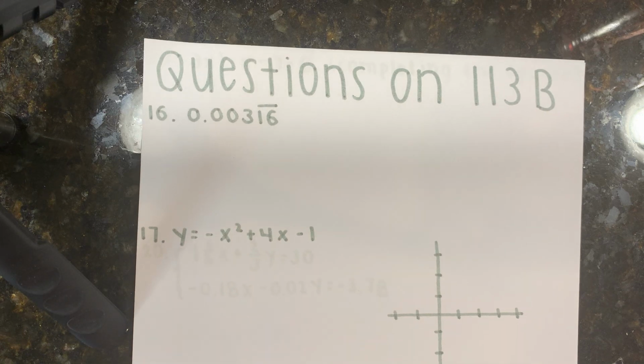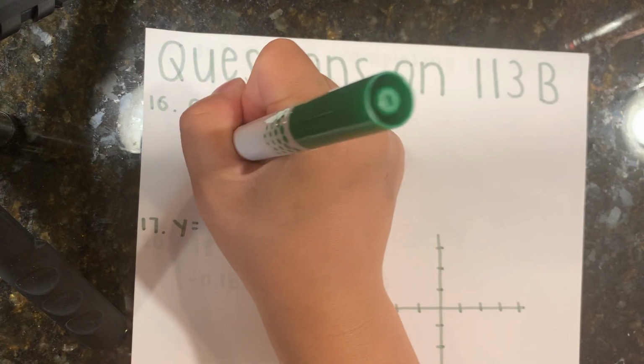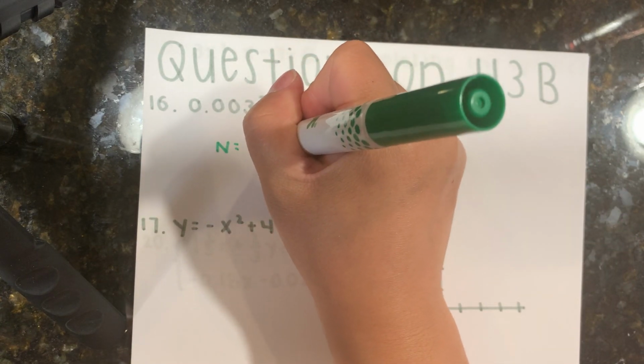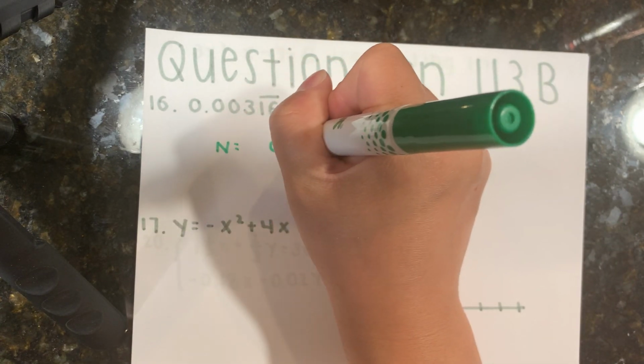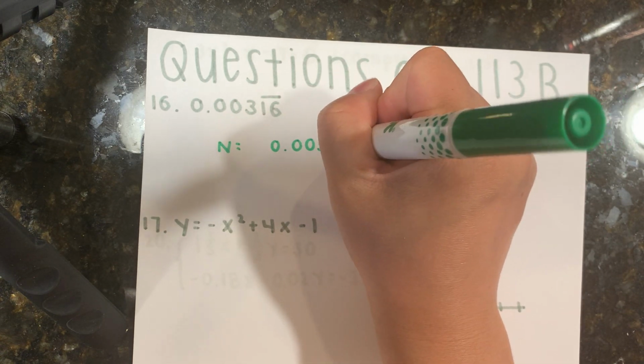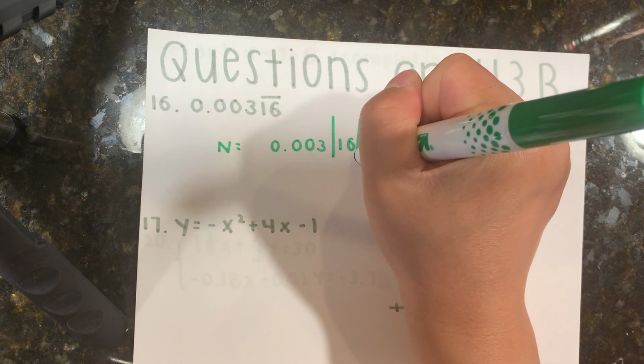Hi everyone, in Algebra 2B today we're going to be going over your questions on 113.B. So the first thing that I'm going to do is set n equal to this given number with the repeating decimal. So that would be 0.003. That would be 1, 6, and then that 1, 6 is just going to repeat.